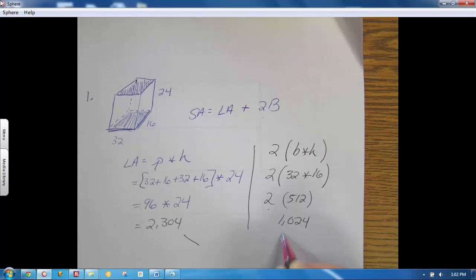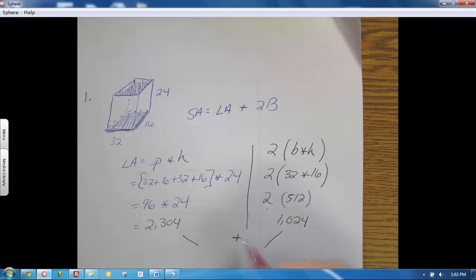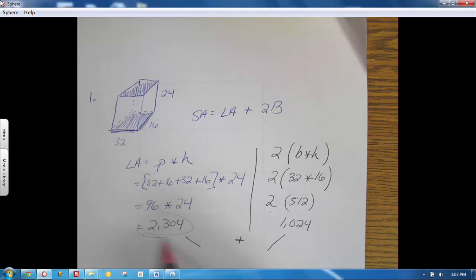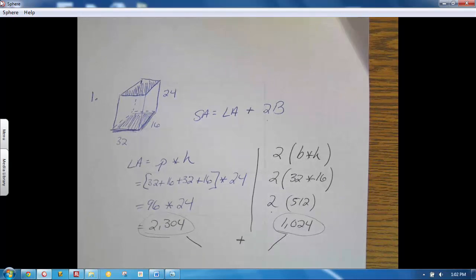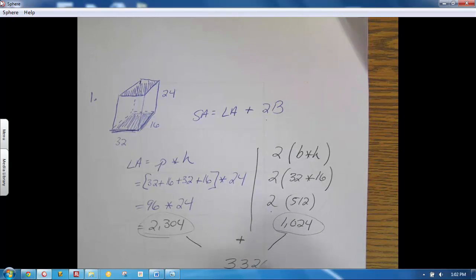And the last step we have to do is add the lateral area to the area of both bases, and that gets us 3,328 square units.